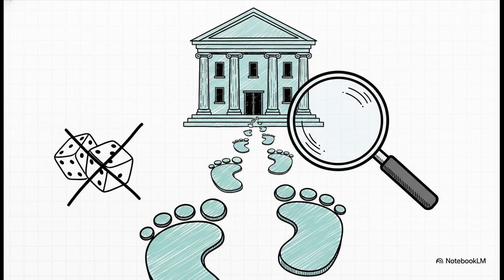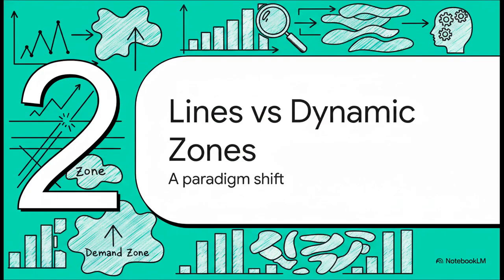It's like an elephant walking through mud. They are going to leave a trail. Our job is simply to find exactly where that heavy institutional money is sitting and align our own trades right alongside it. Moving on to Section 2, Lines versus Dynamic Zones. Prepare for a total paradigm shift.